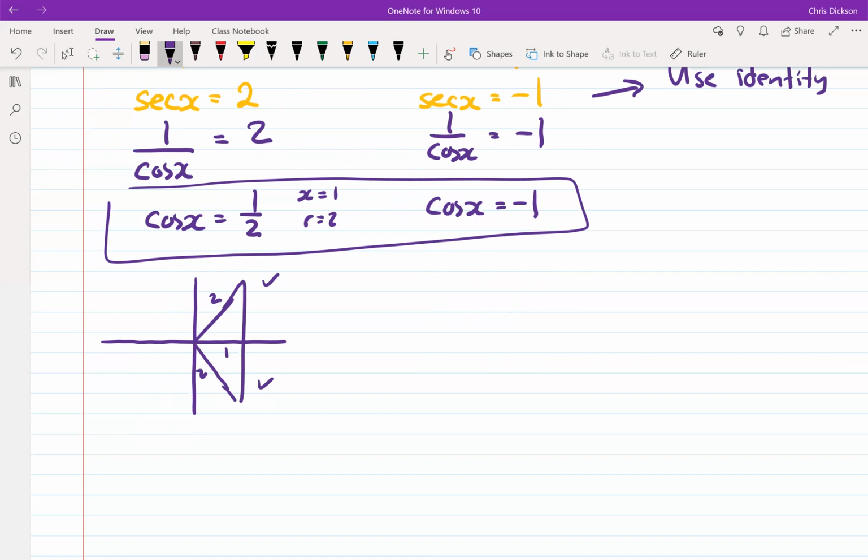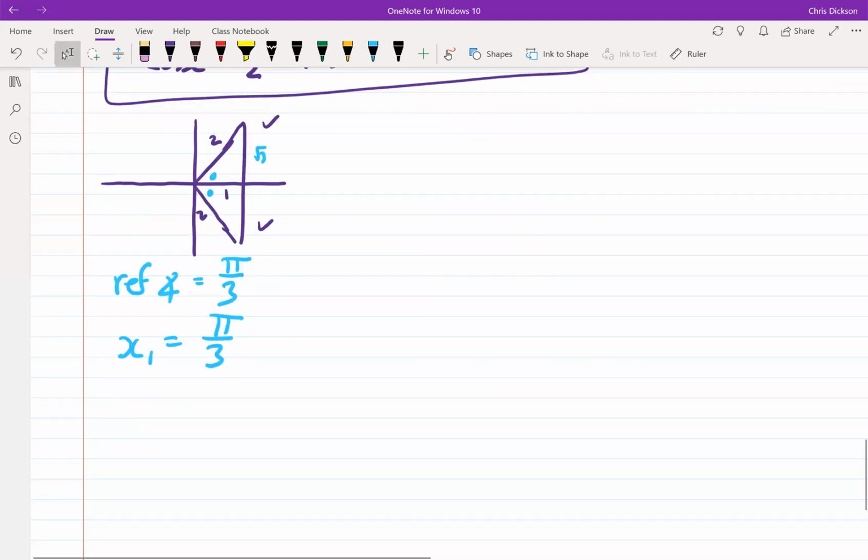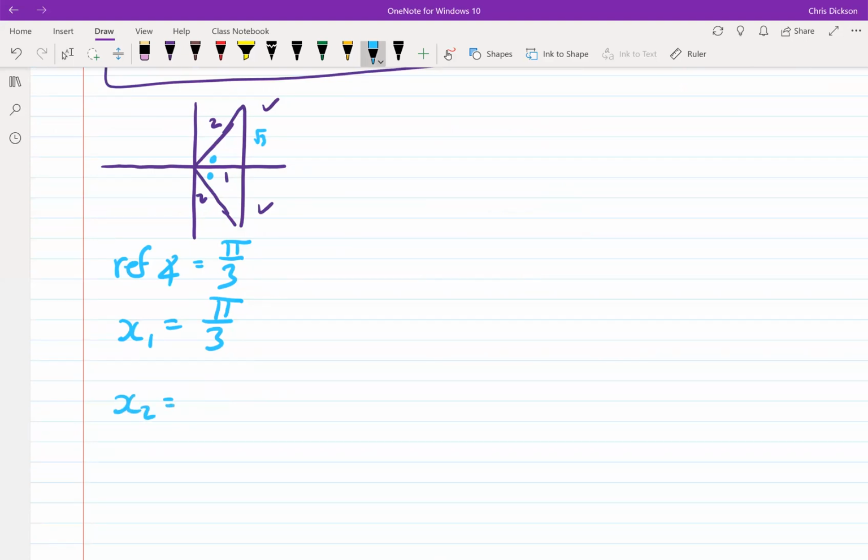So if I solve for that, I know that I'm going to have a reference angle here. It's the same as the reference angle here. So my reference angle is the angle across from the root 3, and that's the 60-degree angle, or the pi over 3 angle in radians. So my first angle, x1, is equal to pi over 3. And my x2 would be 2 pi minus the reference angle of pi over 3. So I've got 6 pi over 3 minus 1 pi over 3 gives me 5 pi over 3.